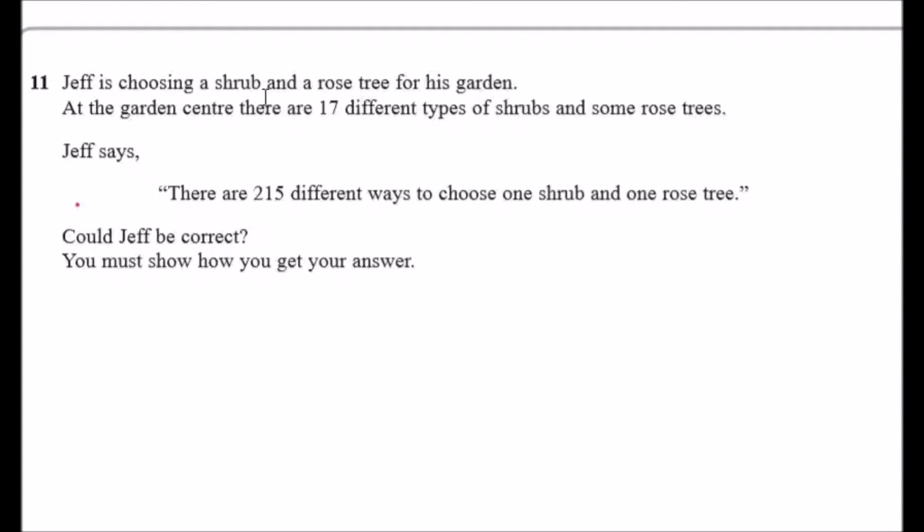Okay, so 17 times some random variable, yeah? Now, according to this, he says that there are 215 different ways to choose one shrub and one rose tree. So essentially, just to understand what this means, this is telling us that out of the 17 different types of shrubs, he's going to buy a certain quantity that will give us 215. So to write this in mathematical terms, we simply say that 17 times some number of plants he's going to buy is going to give us 215.